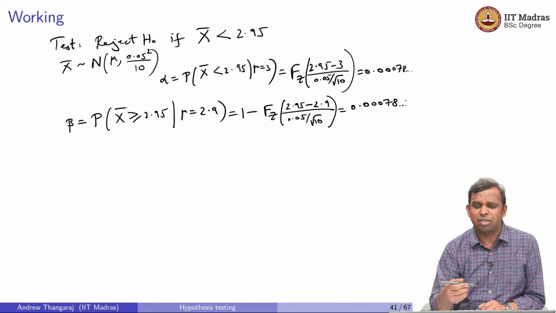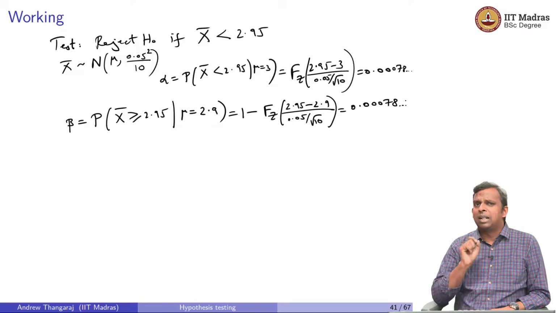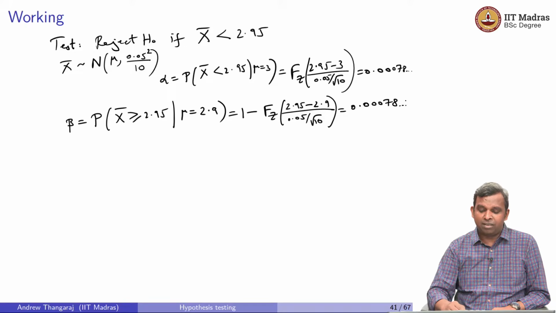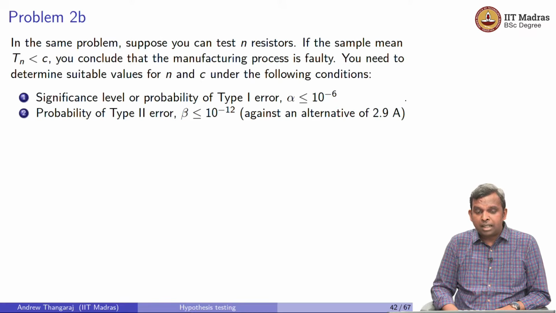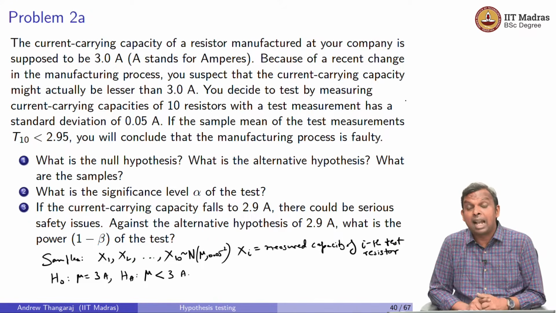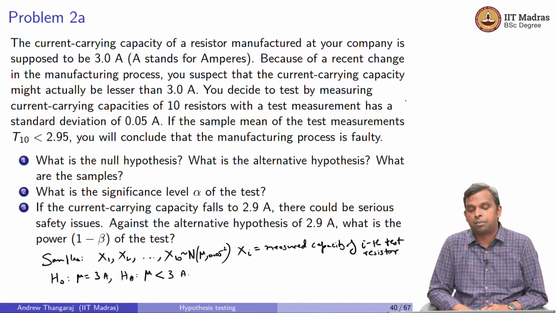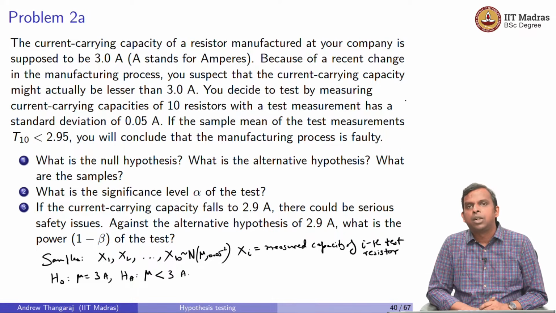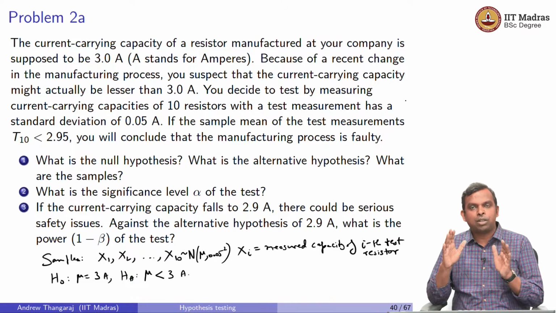So are these numbers good enough? Is this alpha good enough? Is this beta good enough? You have to think a little bit. How do you decide what should be alpha and what should be beta in a real situation? Go back and think about what can happen under these two scenarios. What can happen under the scenario of a type 1 error? What is type 1 error? You have rejected null when null is true. So your manufacturing process was actually okay.